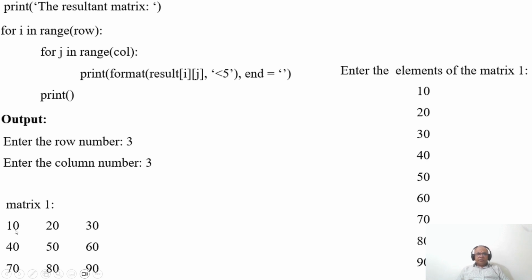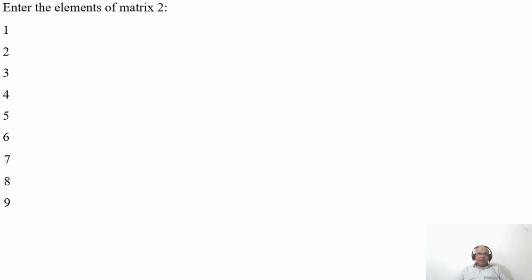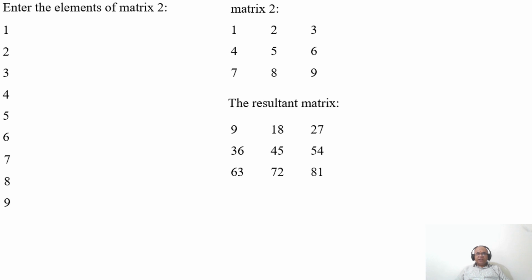Okay, matrix 1 will have 10, and similarly matrix 2 will have 1. So 10 minus 1 becomes 9. Similarly 20 minus 2 becomes 18. 30 minus 3 becomes 27, and so on. 90 minus 9 is going to become 81. So this is how you will be able to execute the program for the subtraction of the given row matrices.